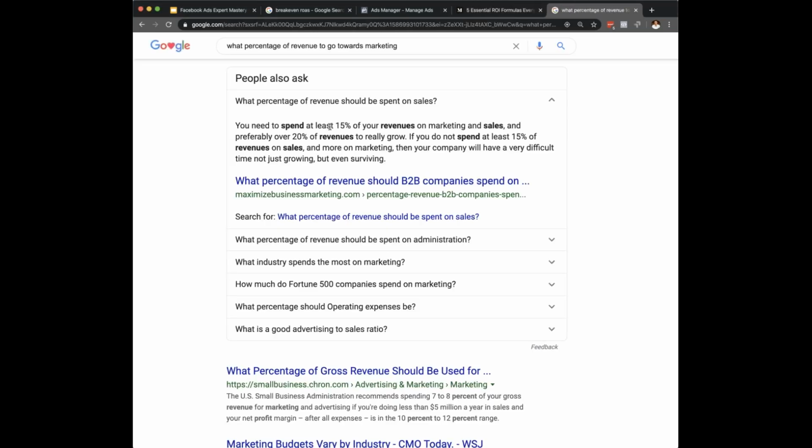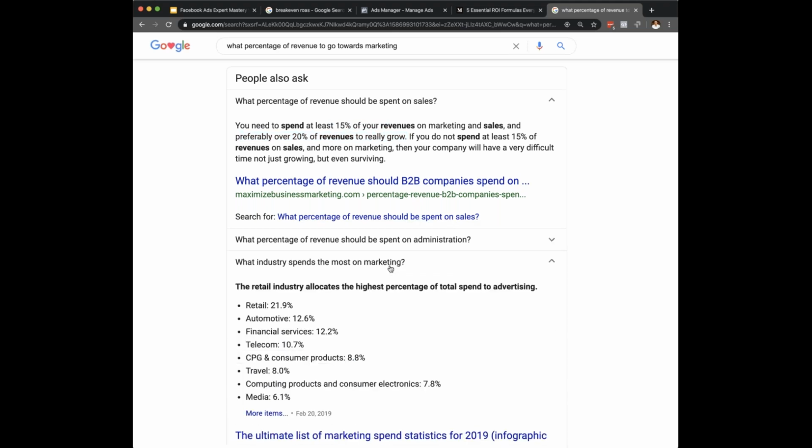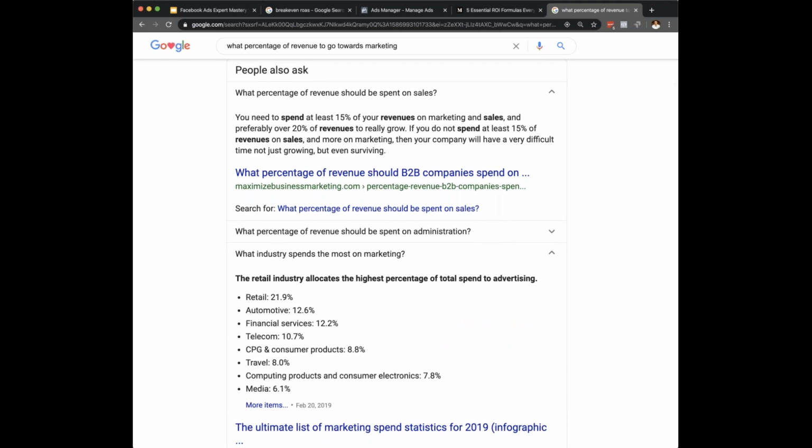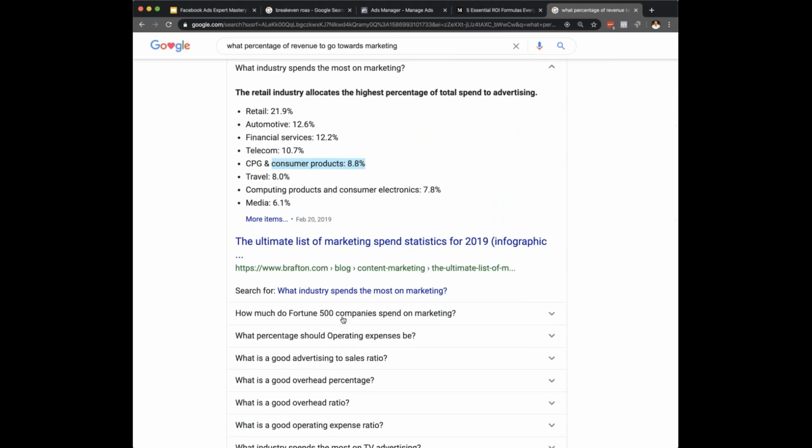Yeah, at least 15%, preferably over 20% of your revenues to really grow, which I agree with. So what industry are you in? Retail? You're in consumer products now.